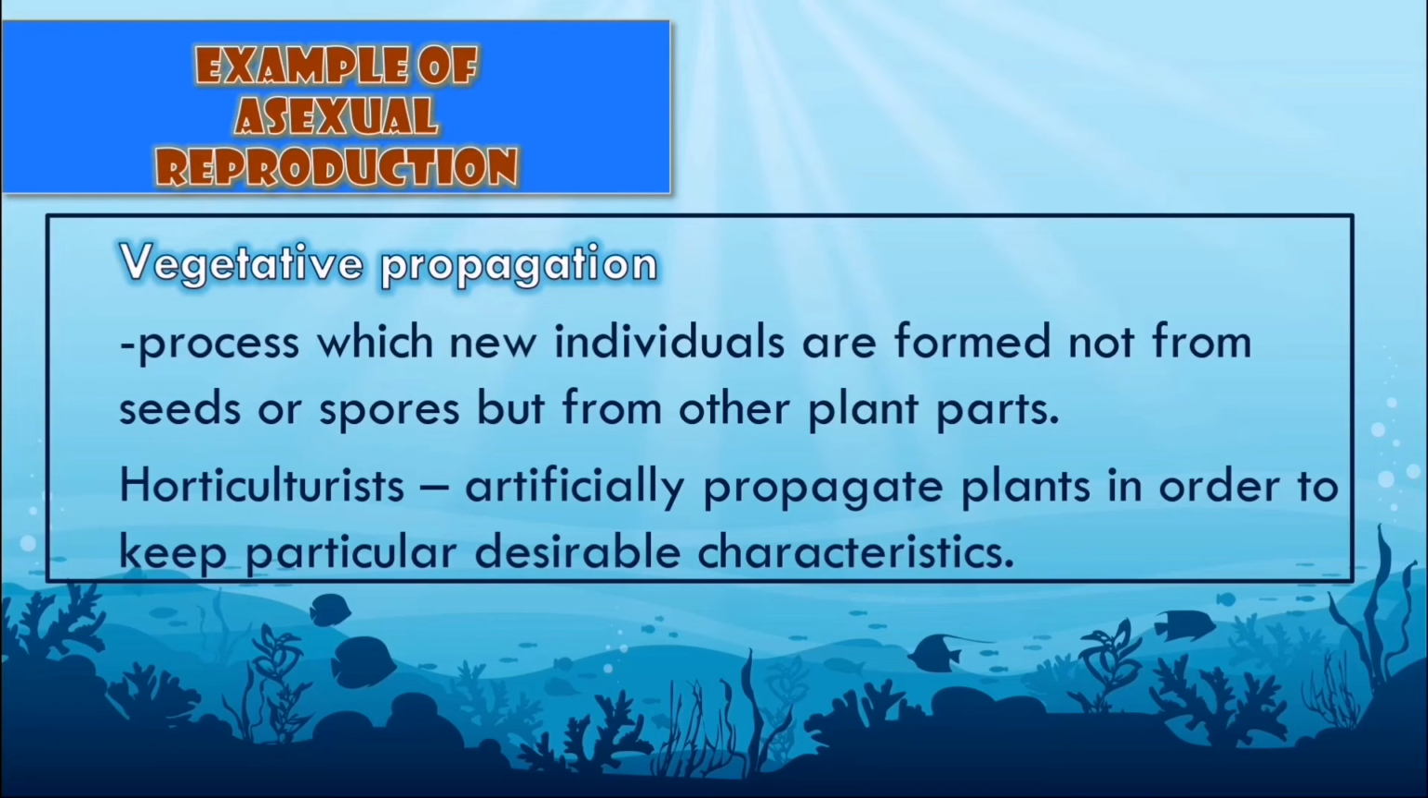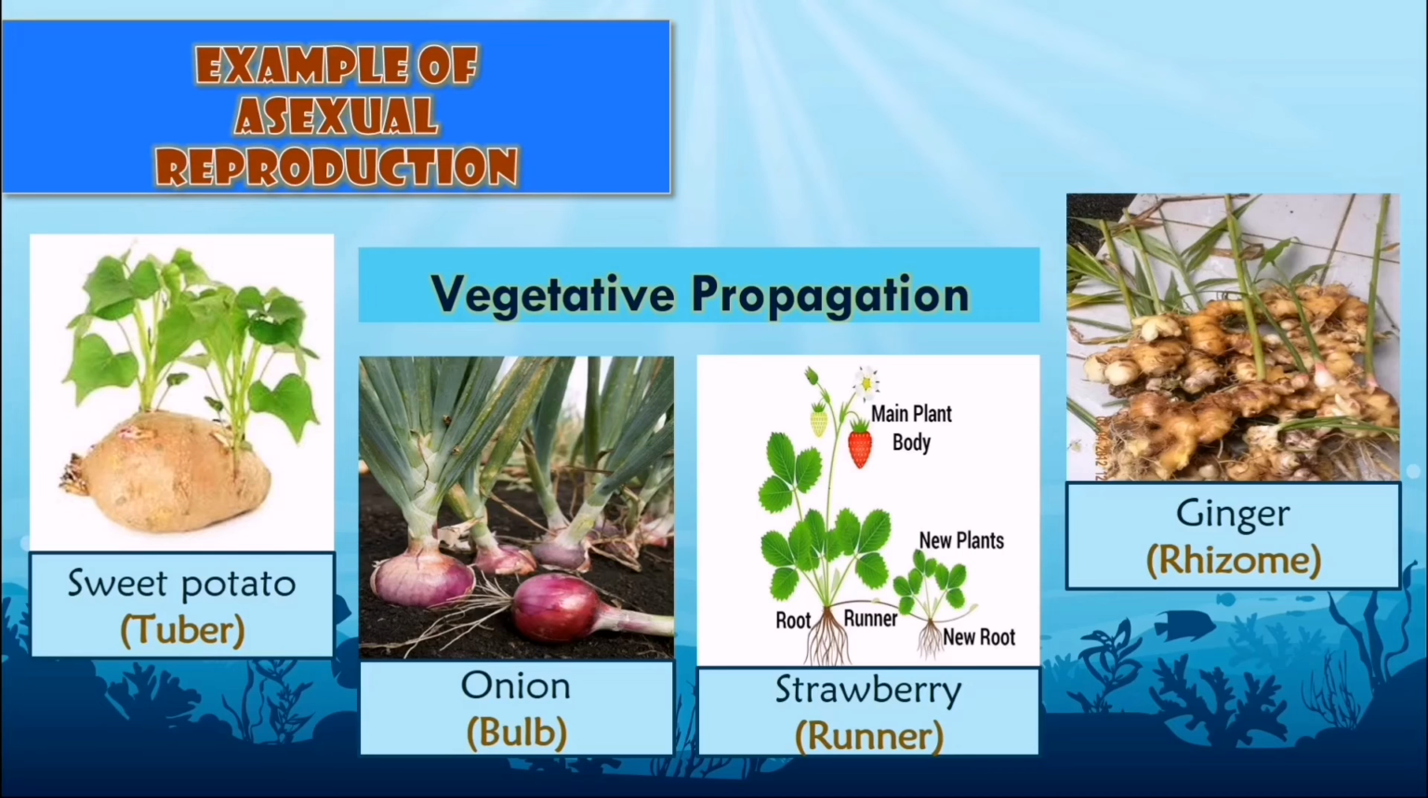Next is vegetative propagation. Mao na siya sa mga plants. It is a process in which new individuals are formed, not from seeds or spores, but from other parts of a plant. Horticulturists artificially propagate plants in order to keep particular desirable characteristics. So, horticulturists, kung gusto sila mangita og new form of plants nga dili na kinahanglan og seeds, kabalo sila unsa ilang buhaton. Magpadaghan og artificial plants. So we have here the vegetative propagation.